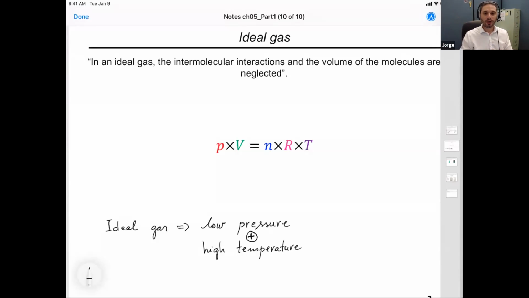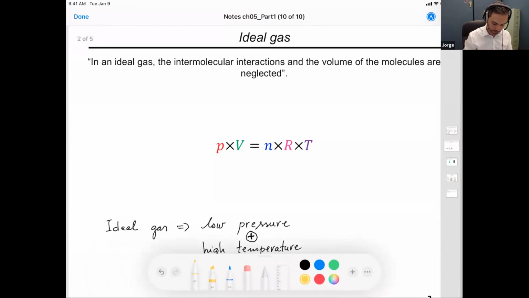And then the equation that correlates pressure, volume, and temperature is called the ideal gas equation, or also called the Clapeyron equation. And it's the one that I'm showing you here. P times V equals N times R times T. So let's see who is who in this equation.